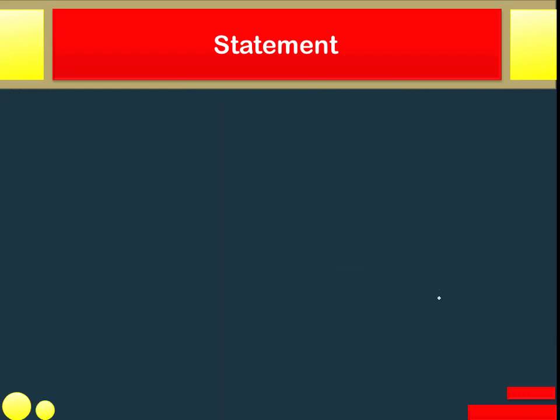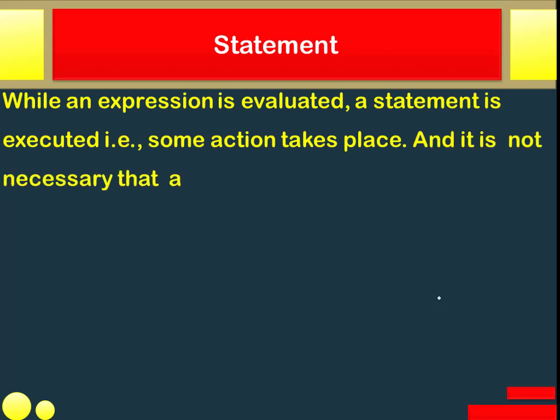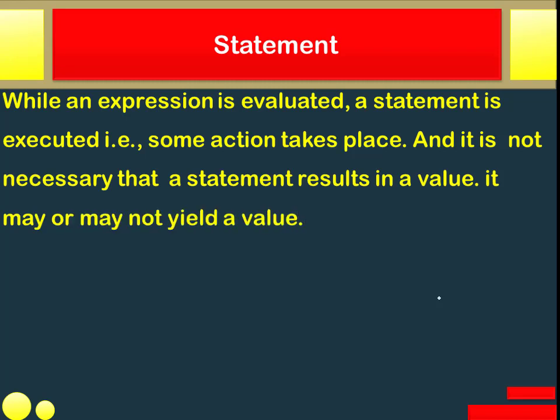We'll just continue. While an expression is evaluated, a statement is executed, some action takes place, and it is not necessary that a statement results in a value. It may or may not yield a value. In an expression like a plus b, it's only evaluated. But statements are executed, and sometimes the execution of a statement may yield a value, sometimes it may not yield a value.